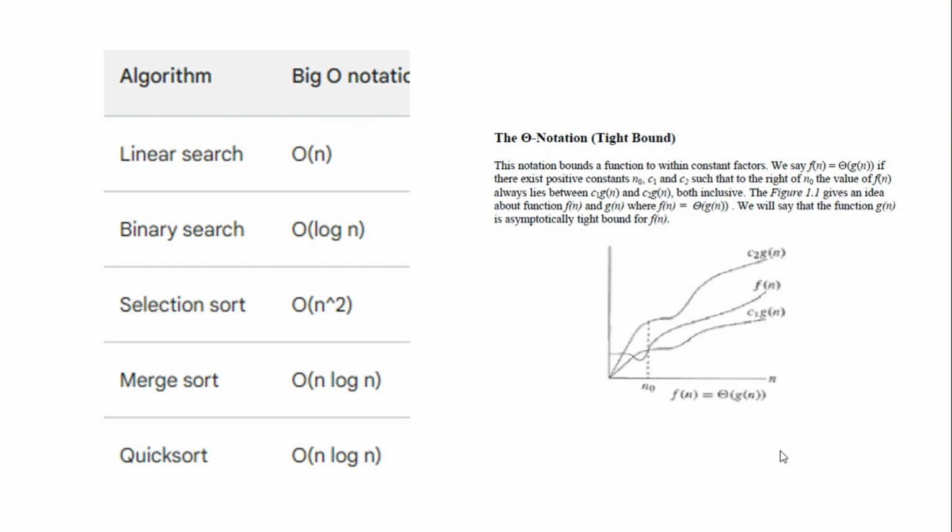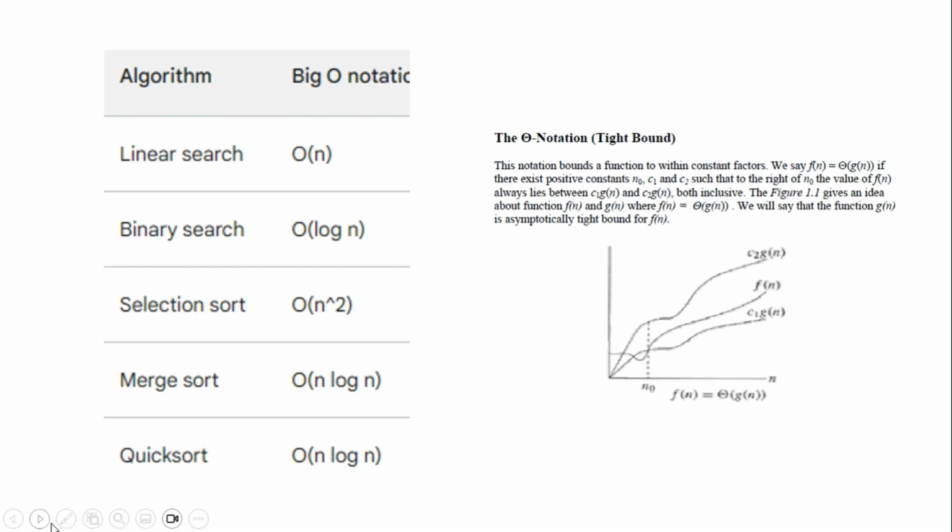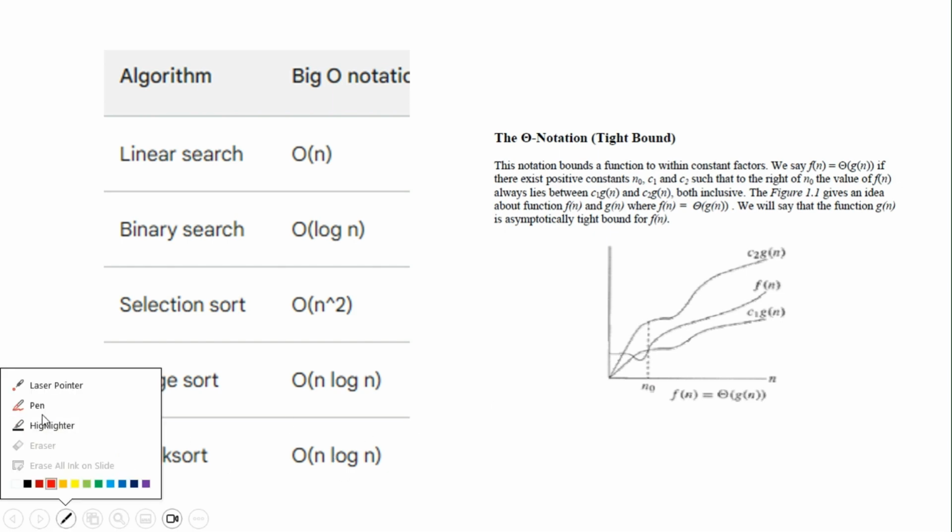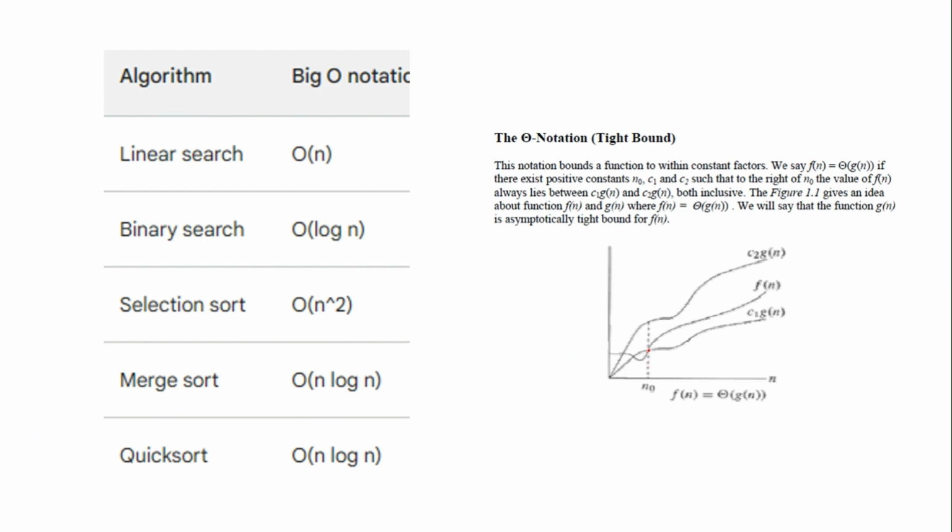So always, as you can see, this covers all the elements. In this case there is a tight bound. Suppose one function is the upper bound and another function is the lower bound, then there is no other function outside them. So this notation bounds a function to within a constant factor.